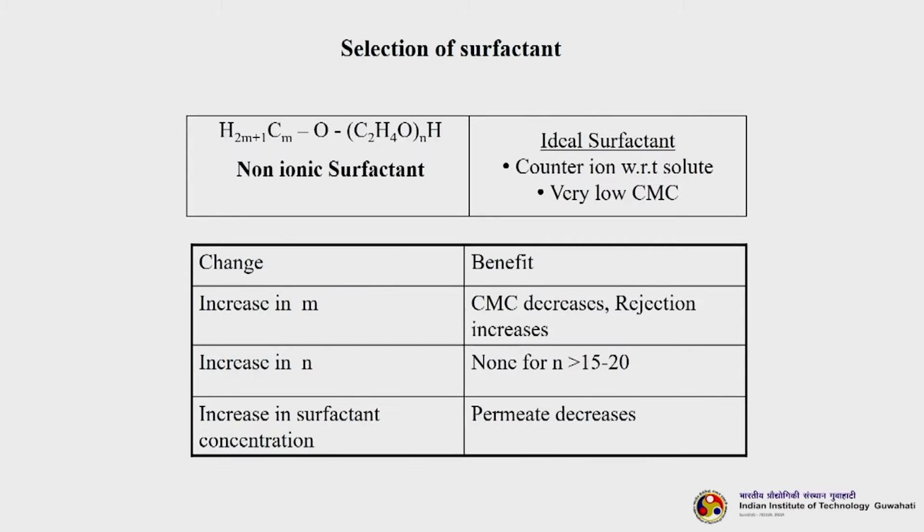Another, non-ionic surfactant we will see. So, this is counter ion with respect to solute if it is ideal surfactant and has a very low CMC. So, when you increase the M, your CMC decreases, rejection increases, and if you are increasing N, for N greater than almost 15 to 20, and the increase in surfactant concentration, permeate decreases.